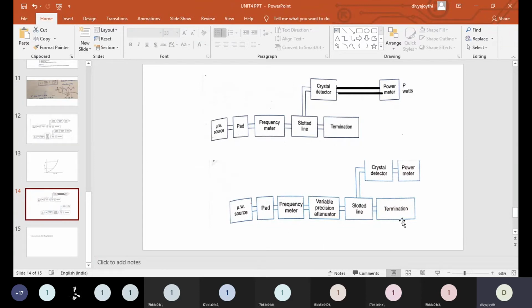So how are we going to measure power here? We have introduced a variable attenuator, and we will vary this variable attenuator in such a way that we reach the power value we got from setup 1. Say, for example, using setup 1 we have calculated 5 watts of power. The output power that we got is 5 watts.